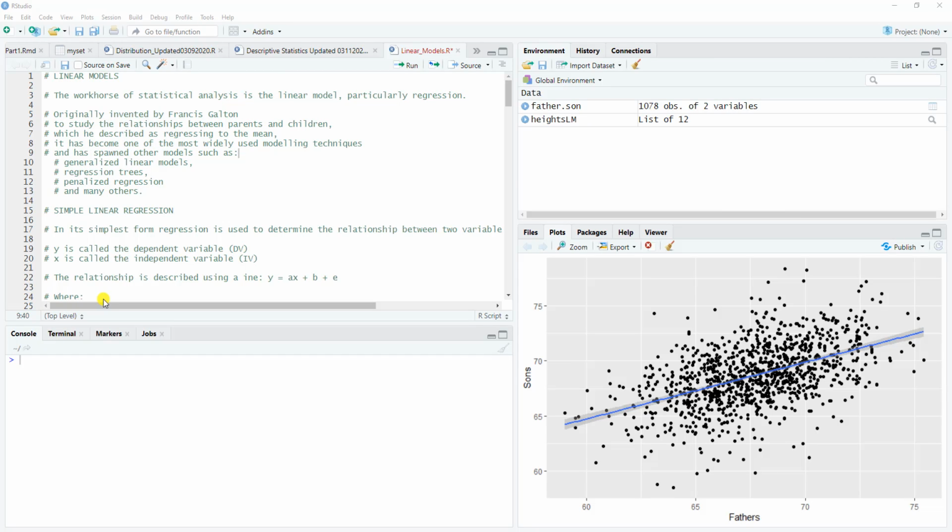Hello and welcome to my video tutorial on linear models in R. We will talk mostly about various types of regression models, and we'll start with the simple linear regression. Overall, regression models are the workhorse of statistical analysis, especially the linear type of regression model. It can be used for answering all kinds of research questions.